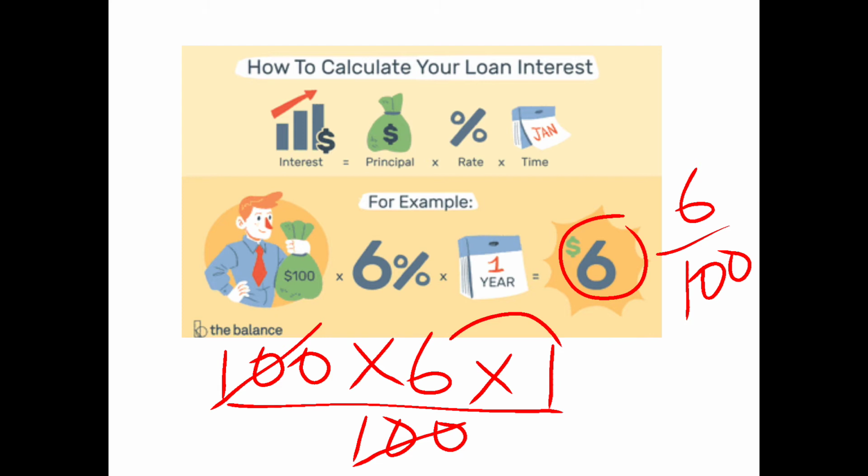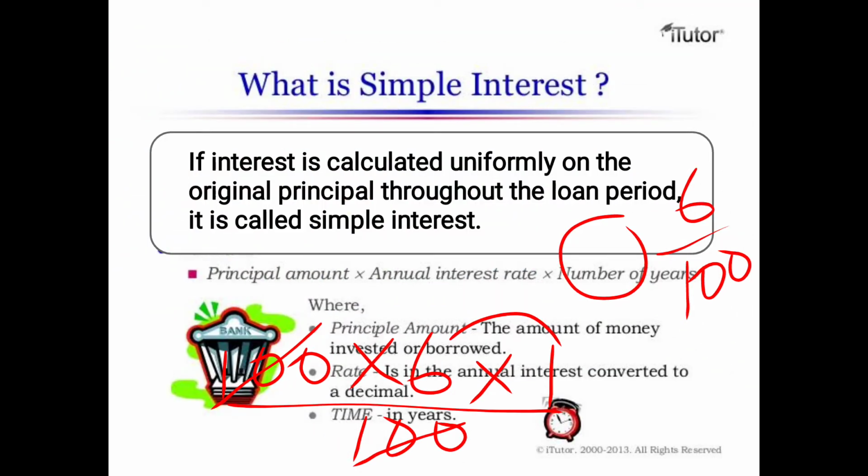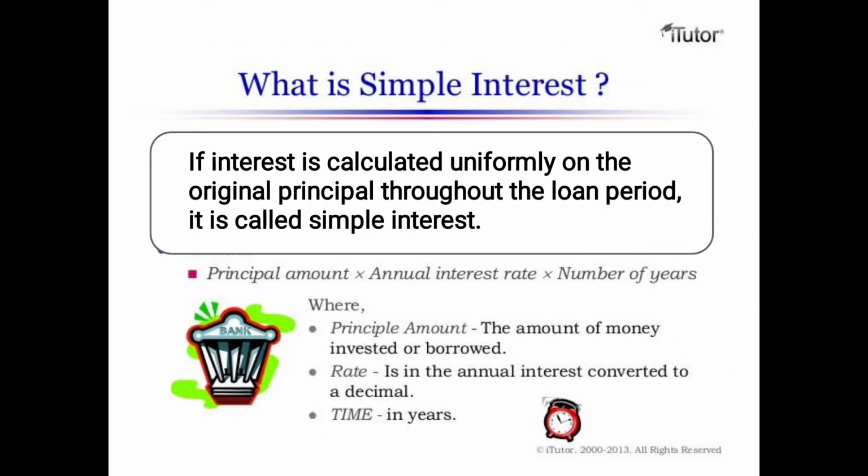I hope you clearly understood the concept of simple interest. Let me show you the meaning of simple interest. Listen children, if interest is calculated uniformly on the original price, and original price means the principal.